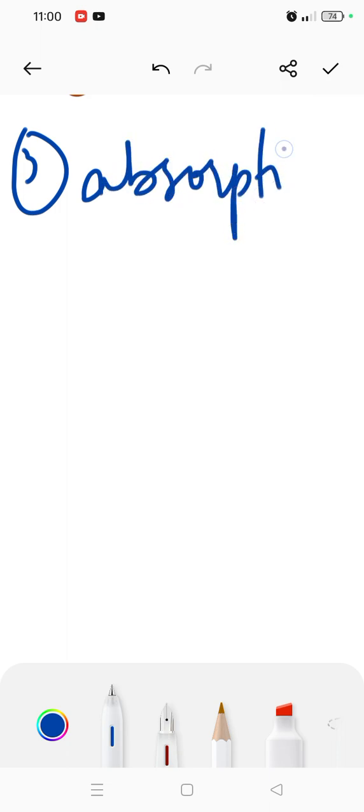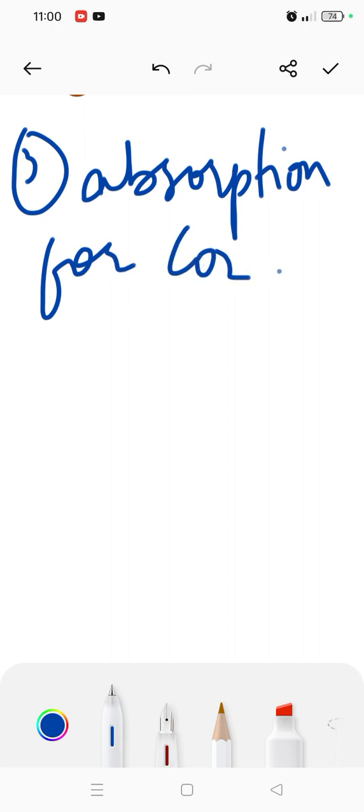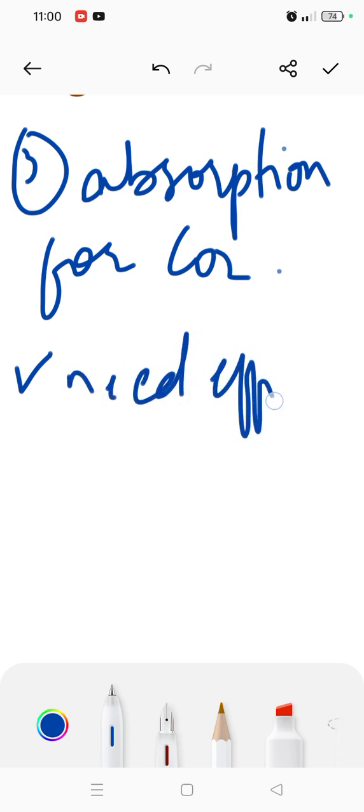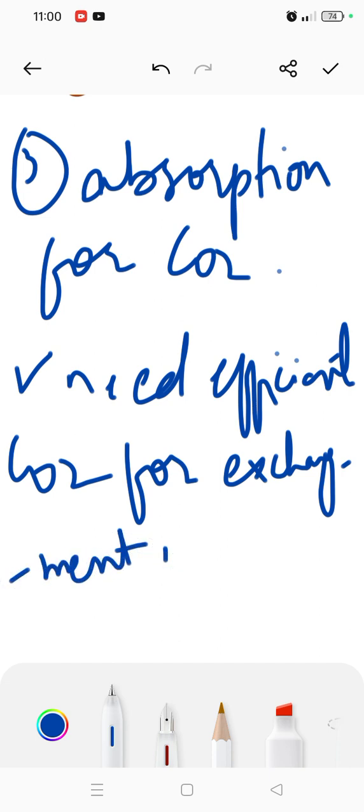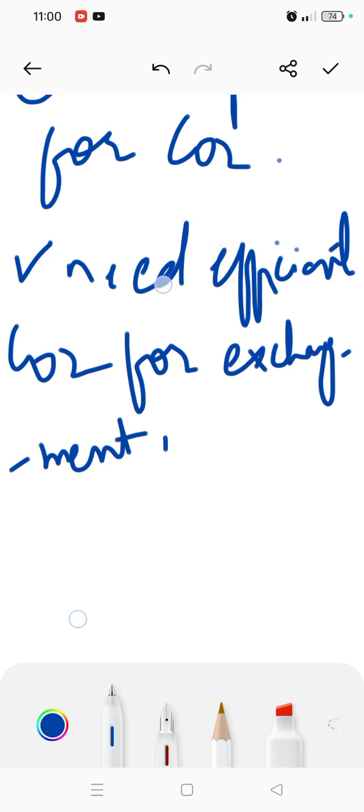Let's continue with the third, which is absorption of CO2. First thing, a land plant needs efficient exchange of gases with the environment, CO2 for exchange. And you will see they exchange gases which are dissolved in water.